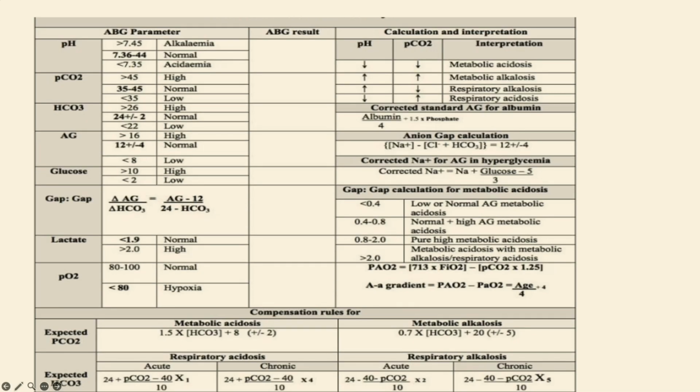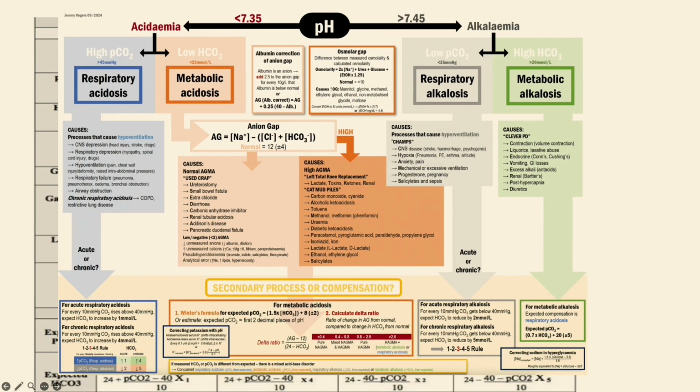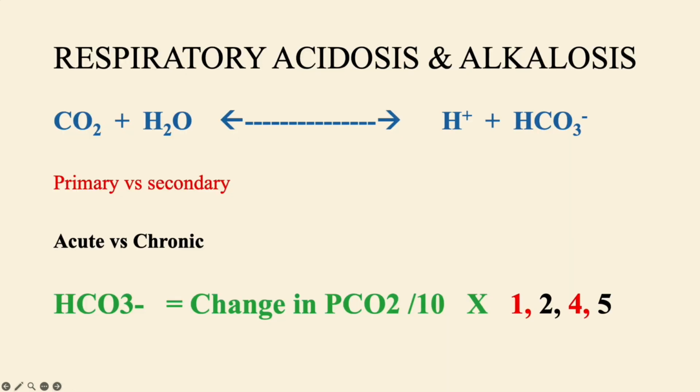This is a summary chart of at least whatever we talked about in terms of metabolic acidosis. And this is how you would go about it in context, like the whole picture. You can screenshot this later, and we can even give you a PDF version of this. Now we talk about the last part, which is respiratory.